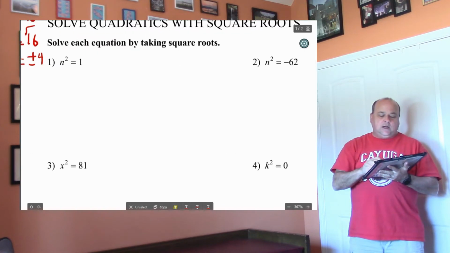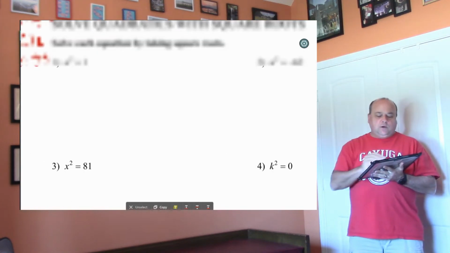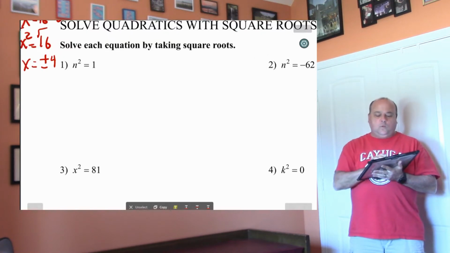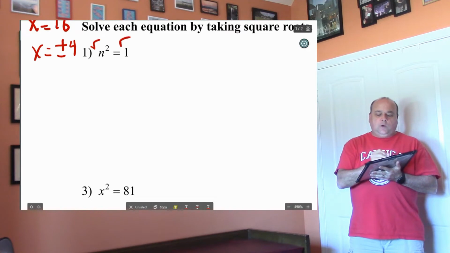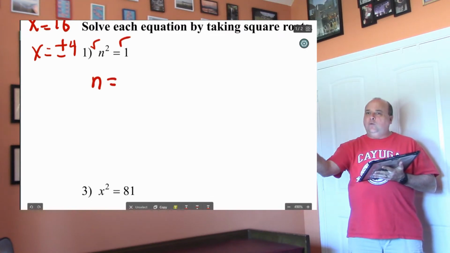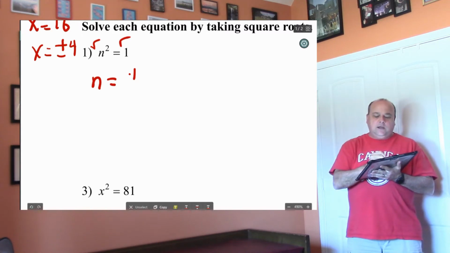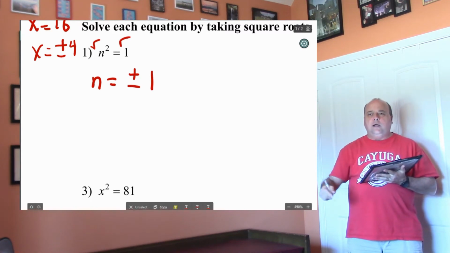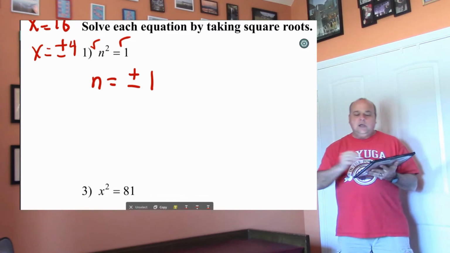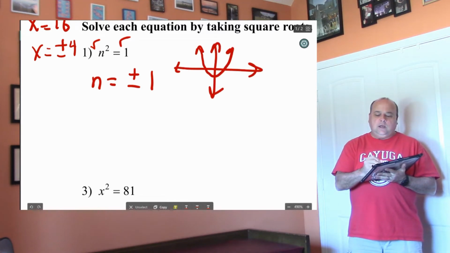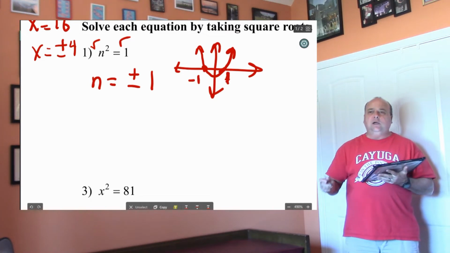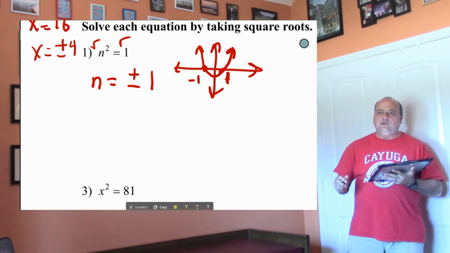So let's get rocking and rolling. On the first one right here, our n squared is equal to 1, and I'm going to go down and do the odds with you. So all we would do is square root, and we would get n equals the square root of 1, which is not only a positive 1, it's also a negative 1. That's all you have to do. So technically, this parabola would do this, okay? And it would cross at negative 1 and positive 1, okay? That's what that parabola would do.